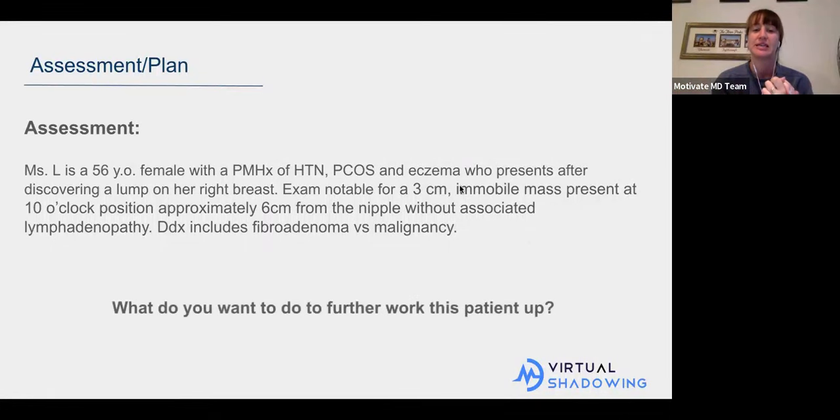But the next process is working her up. So I'd like to pose to the group, what things would you like to gather for this patient? What thoughts do y'all have? Put it in the chat. Say it out loud, whatever you're thinking.